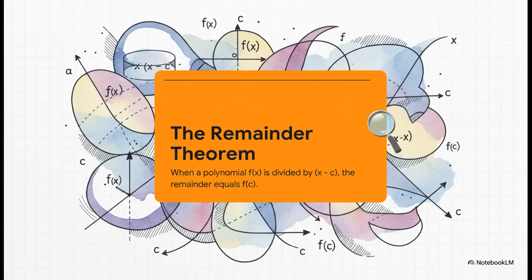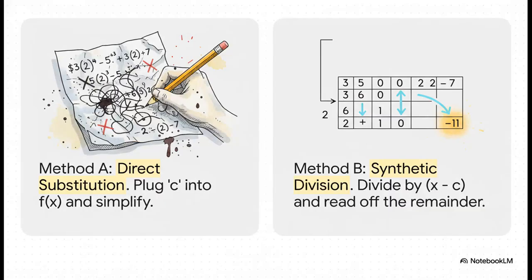Just think about that for a second. Instead of all that substitution, you can just divide and look at the remainder. It's a complete game changer. So let's break it down. On the left, you've got method A, direct substitution. That's the old way. Yeah, it works, but it's messy, and it's where mistakes happen. But on the right, you've got method B, using synthetic division. This is our shortcut. It's clean, it's organized, and it is built for speed and accuracy.